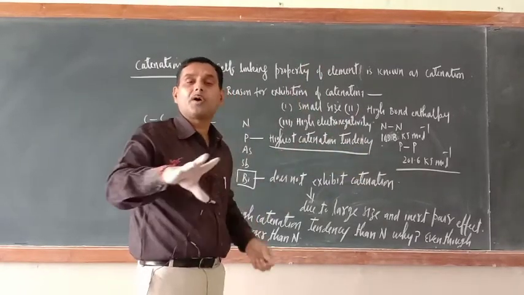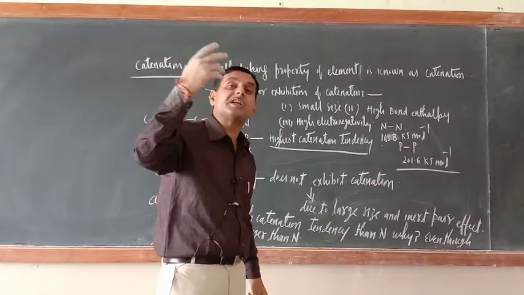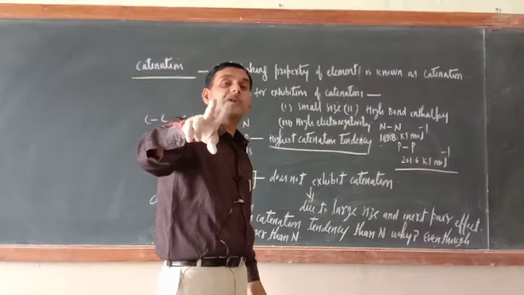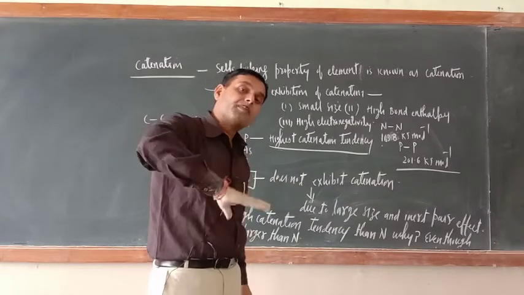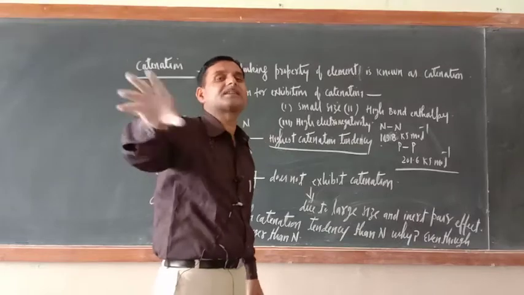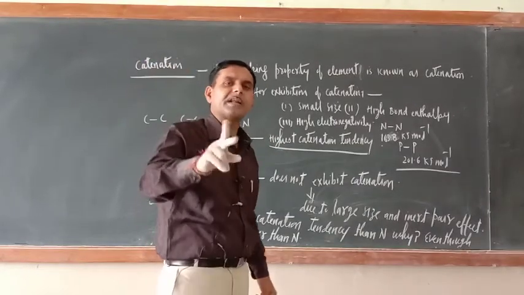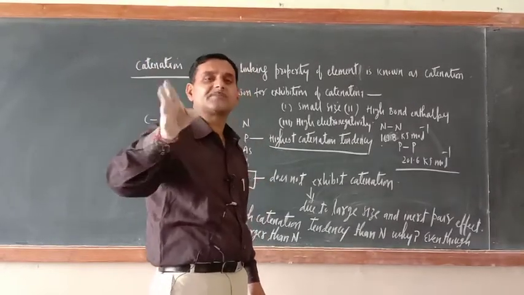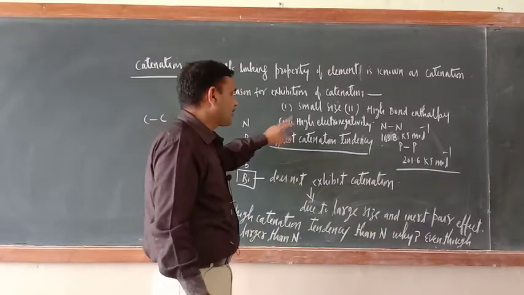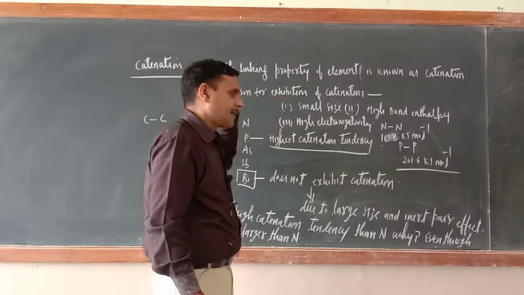What is the meaning of bond enthalpy? Amount of energy released during the formation of one bond, that is known as bond enthalpy. So if more amount of energy is released, it means the bond which is formed is strong. If less amount of energy is released, it means the bond which is formed between 2 elements is weak. And electronegativity should also be high.